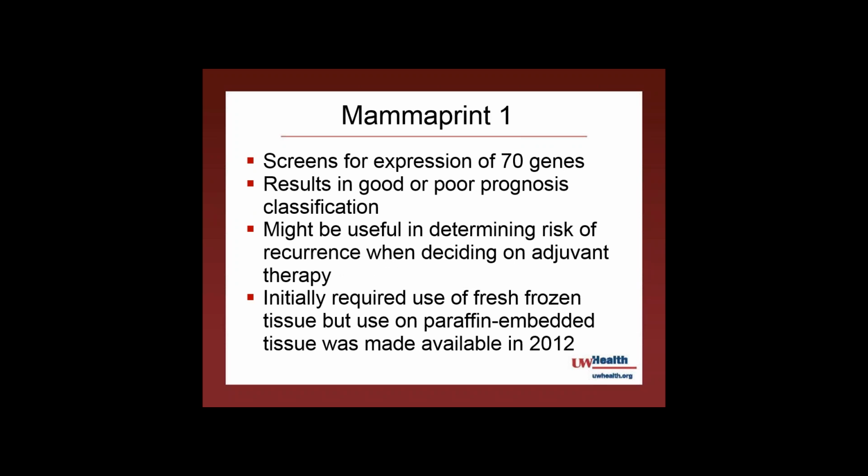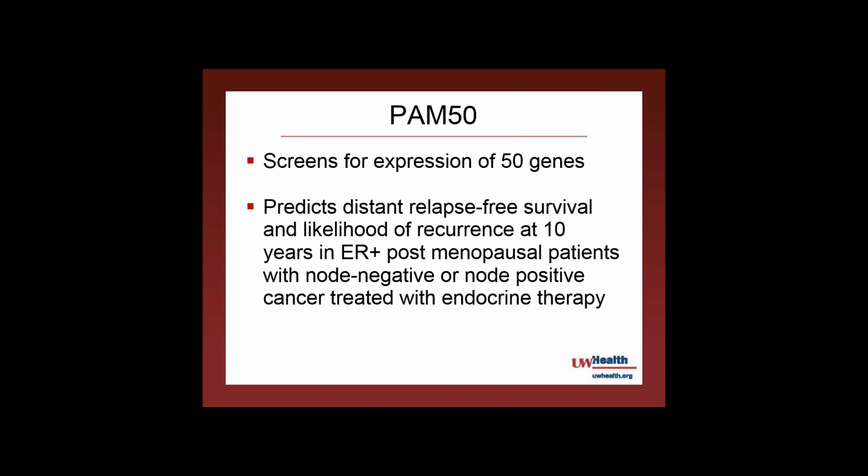Next is MammaPrint, and that screens for the expression of 70 genes. It results in a good or poor prognosis classification. It might be useful in determining risk of recurrence when deciding on adjuvant therapy. It used to be that you had to have fresh frozen tissue, so it limited the utility of this test if you didn't have the right handling for the tumor. But now we can use paraffin-embedded tissue, which is most often the way the tissue is handled, and that became available in 2012. So I think this will have broader application in the future.